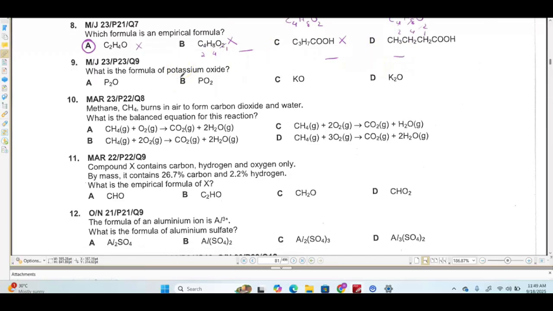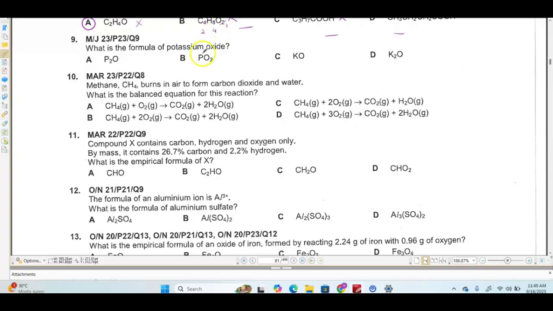Okay, moving on to question number 9. What is the formula for potassium oxide? Now the symbol for potassium is K. And I told you that you've got to remember the oxidation state of oxide, hydroxide and other compounds. So for oxide it's -2 and for potassium, as it belongs to the first group of the periodic table, it's +1. So if we cross over the oxidation states, we get K2 and O. So the formula for potassium oxide is K2O.